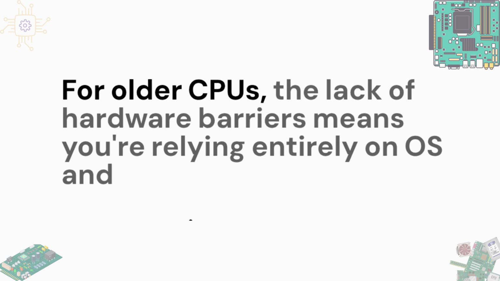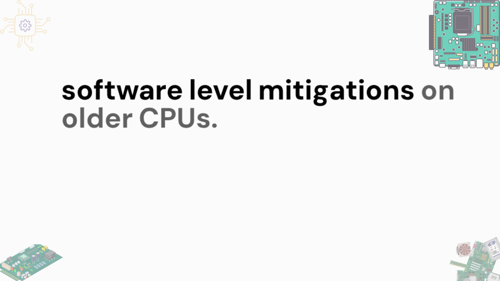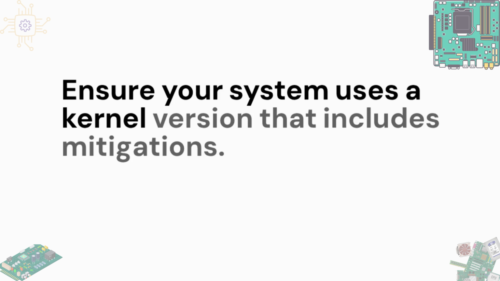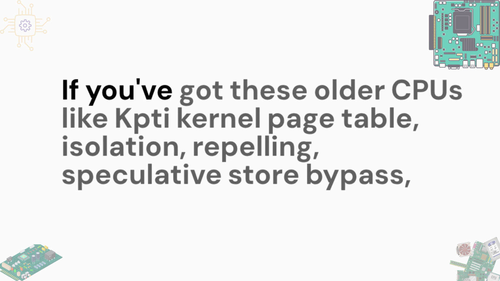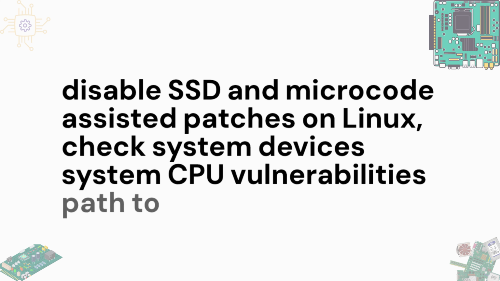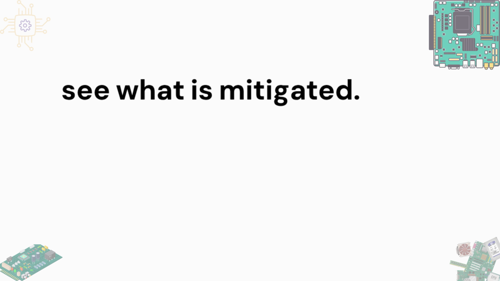For older CPUs, the lack of hardware barriers means you're relying entirely on OS and software-level mitigations. On older CPUs, make sure you apply all OS-level security patches. Ensure your system uses a kernel version that includes mitigations, like KPTI (kernel page table isolation), retpoline, speculative store bypass disable (SSBD), and microcode-assisted patches. On Linux, check the /sys/devices/system/cpu/vulnerabilities path to see what is mitigated.